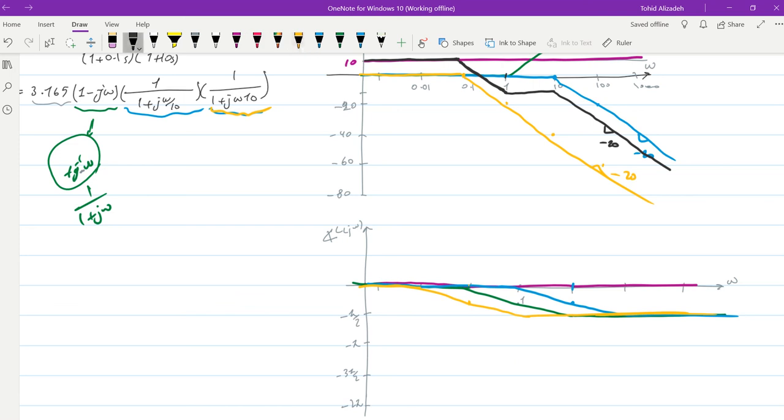Now to obtain the overall phase of L of j omega, we need to add all these together. Up to a frequency of 0.01, we will have almost 0 degrees. Then the phase will start to decrease. At omega equal to 0.1, we will have almost minus 3 pi over 4. At omega equal to 1, we will have almost minus pi over 4, so it will be over here. And at omega equal to 100, we'll have minus 3 pi over 2.